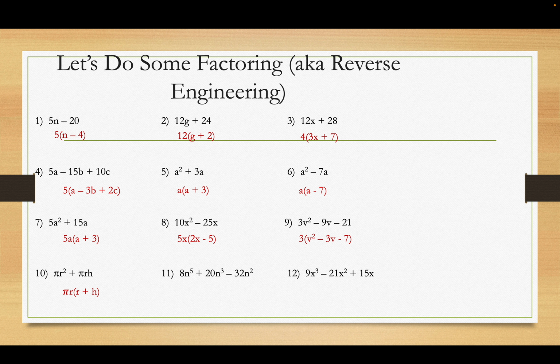Okay. So on number 11, what do they share in common? They share a 4 in common. Yes, they also share a 2, but that's not the greatest common factor. That's a common factor. So they share a 4 in common, and each of them has an n, and the lowest exponent is an n squared. So my greatest common factor is 4n squared.